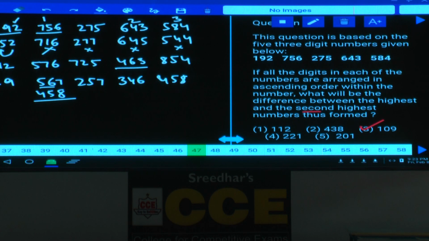Clear now? Now these 5 questions are based on a set of numbers, some 5 numbers will be given, and in each of these questions a separate condition will be given. Now we need to work out according to the condition given. Then 48 and 49.